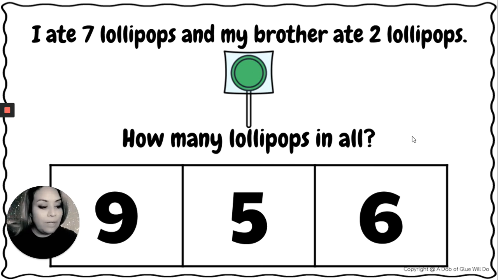Now let's break it apart. What number do we start with? That's right, the whole number, which is 9. All right, let's say it. 9 equals 7 plus 2. Write it.